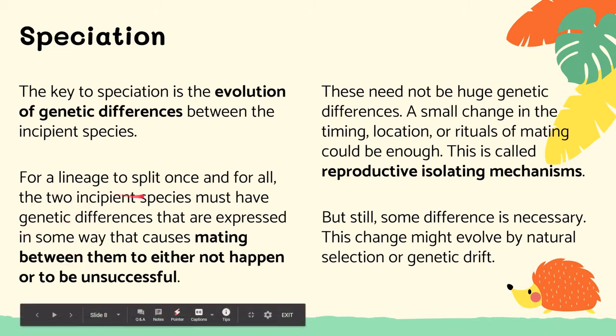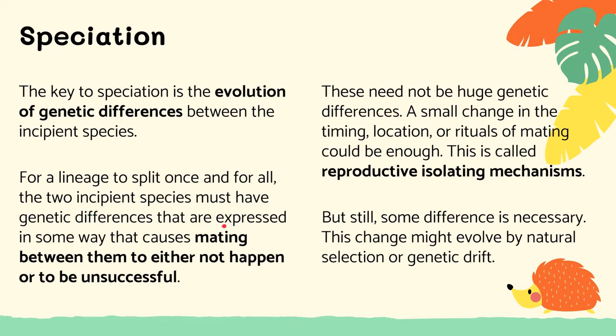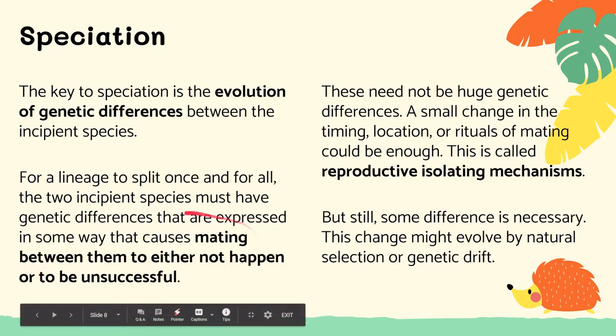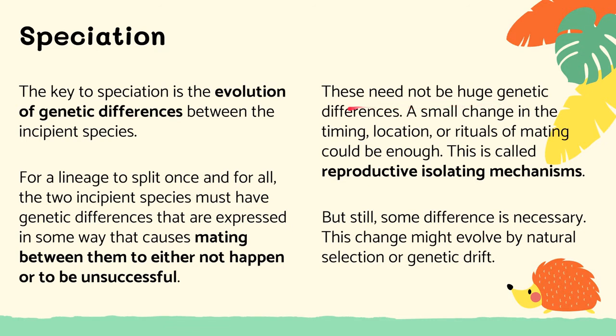So, for a lineage to split once and for all, the two incipient or initial species must have genetic differences that are expressed that will eventually cause them not to have successful mating or breeding activities. Okay, so the mating between them will either not happen or not be successful. So, this need not be huge genetic differences. Even a small change in timing, location, or rituals of mating could be enough to cause the lineage to split or to diverge from each other. So this is called reproductive isolating mechanisms.